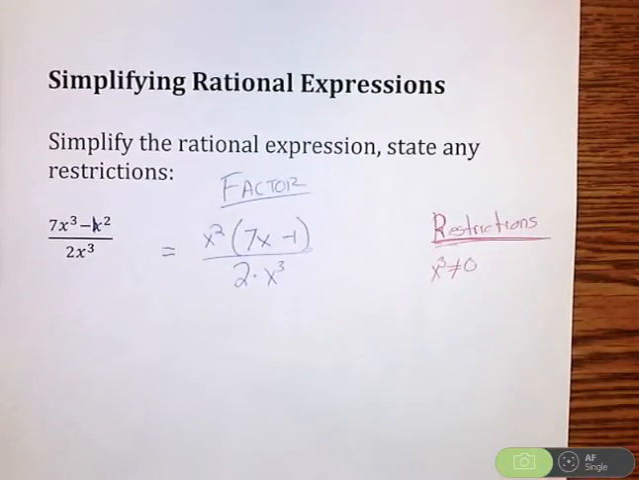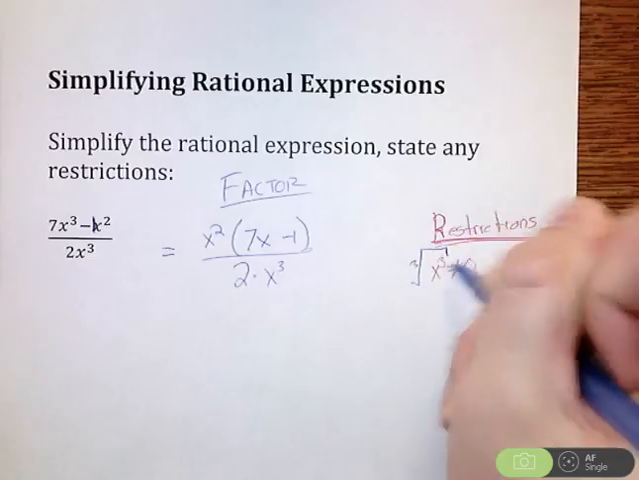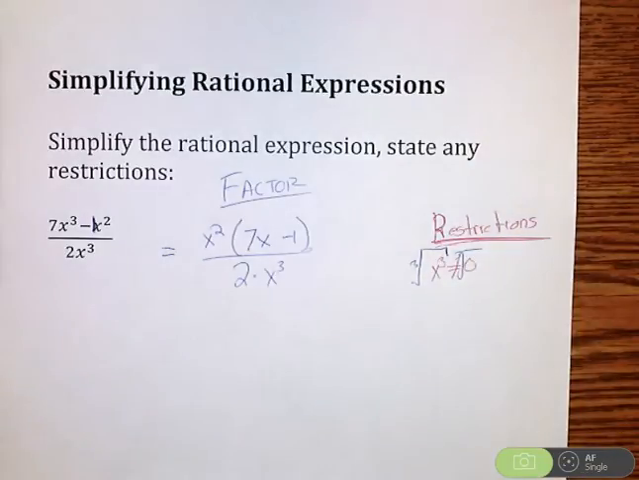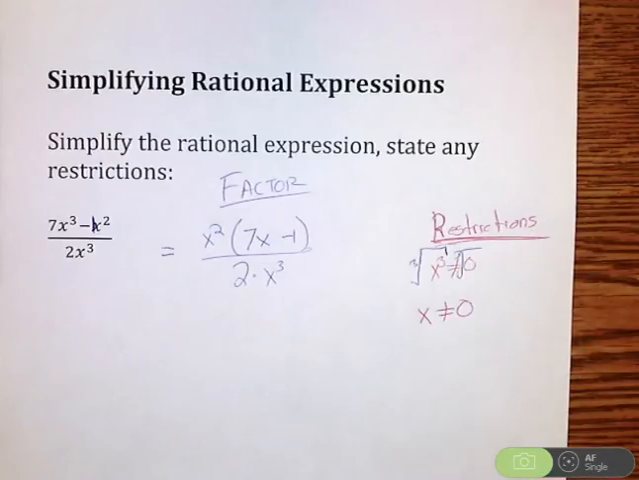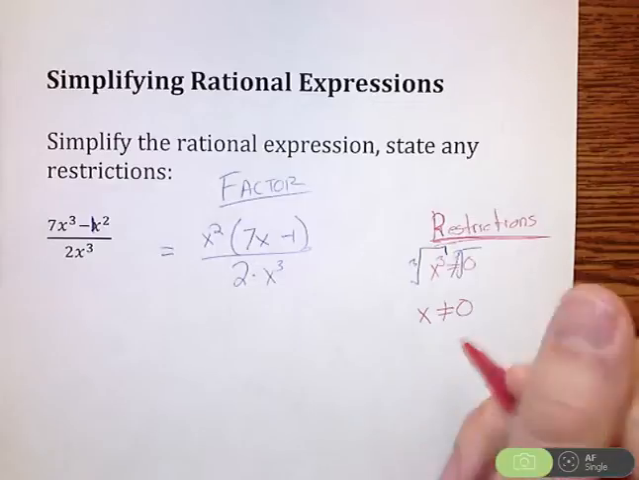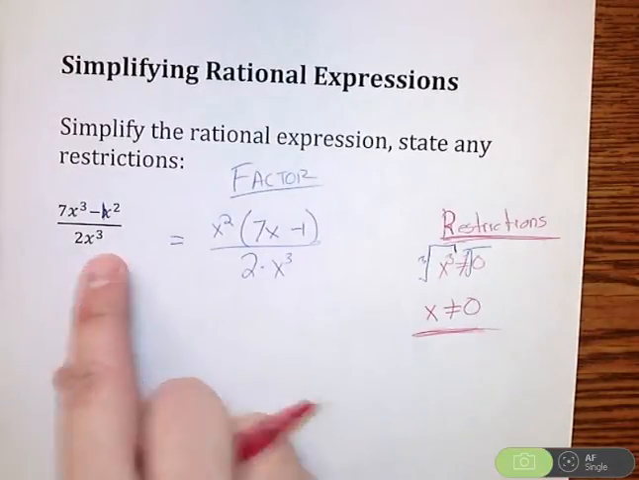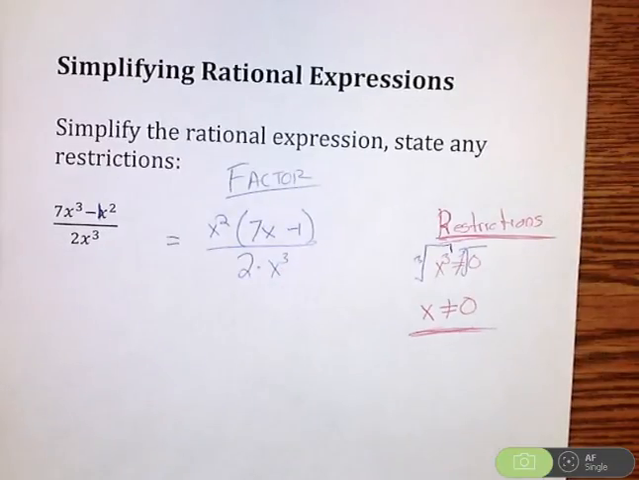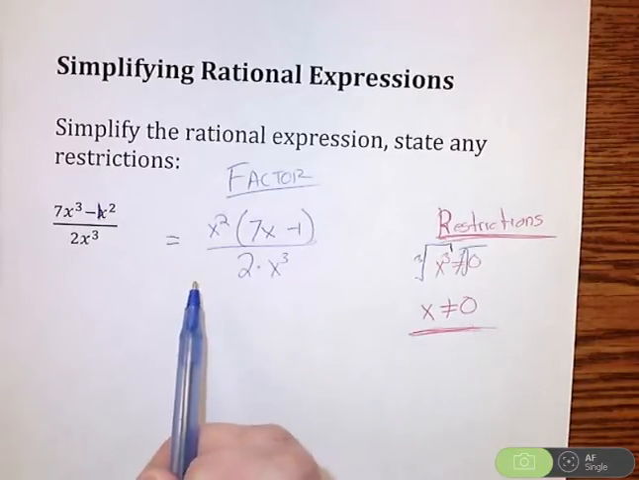So I don't want x cubed to equal 0. Let's solve that for a plain old x to figure out what we don't want x to be. If I want to get rid of a cube, I take the cube root of both sides. The cube root of 0 is 0. So one restriction is that I want to avoid x being 0, because if you plugged in 0 for x, you're going to get a 0 on bottom. We're going to have issues. We don't want that.